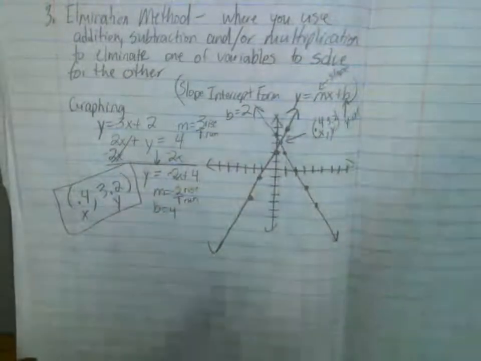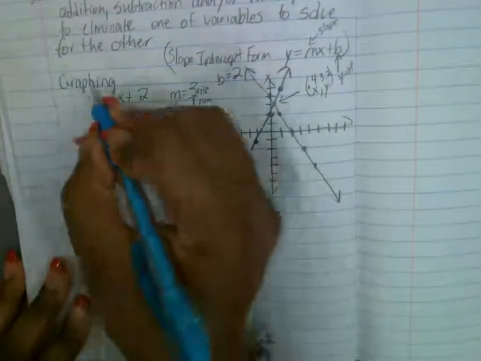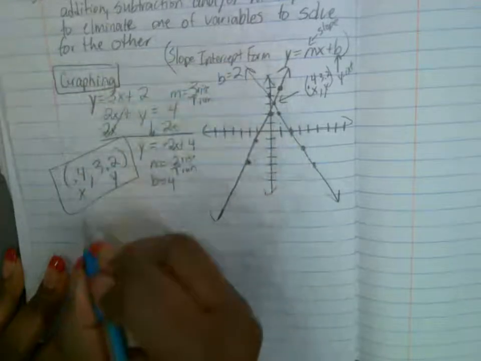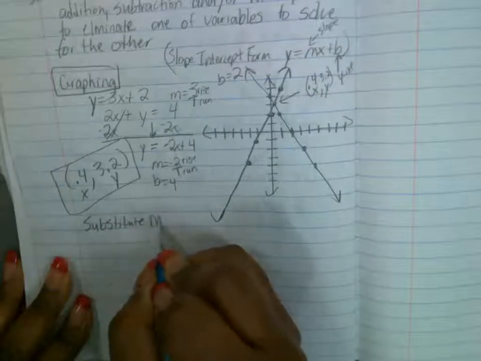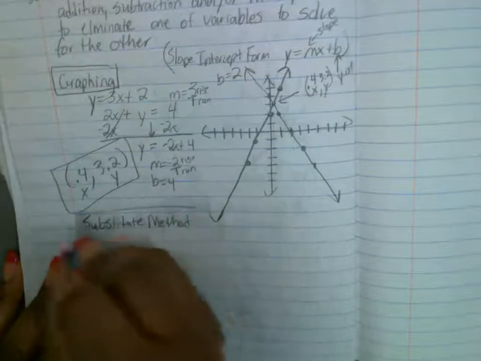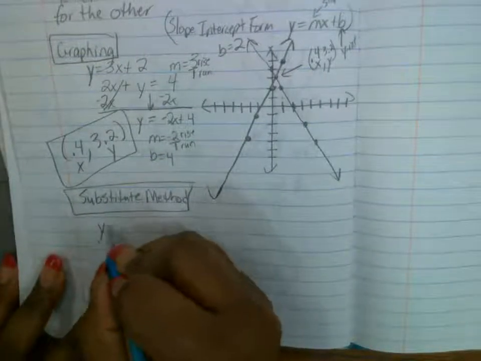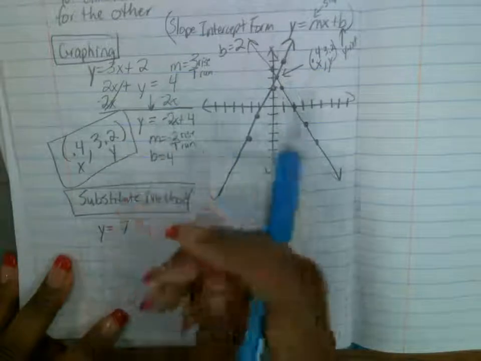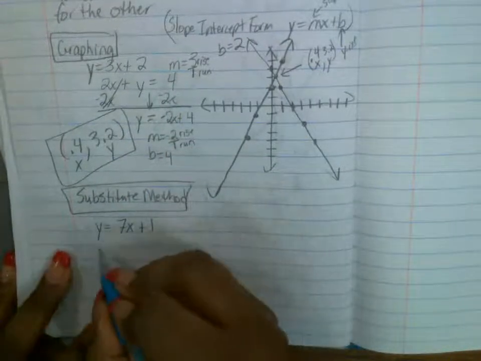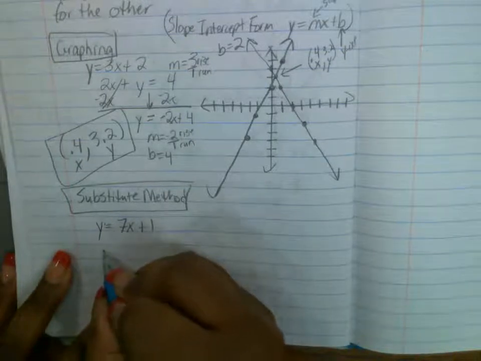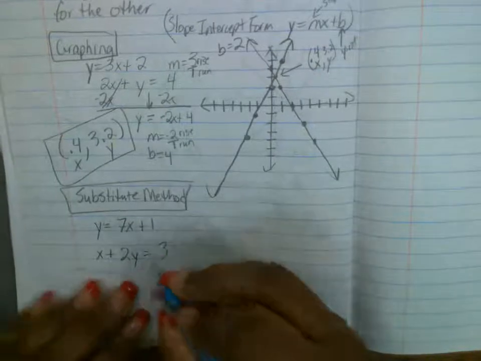All right. So this is your graphing method. Your substitution method. Your substitution method is where you have 2 equations. You might have y is equal to 7x plus 1. And then you might have x plus 2y is equal to 3.